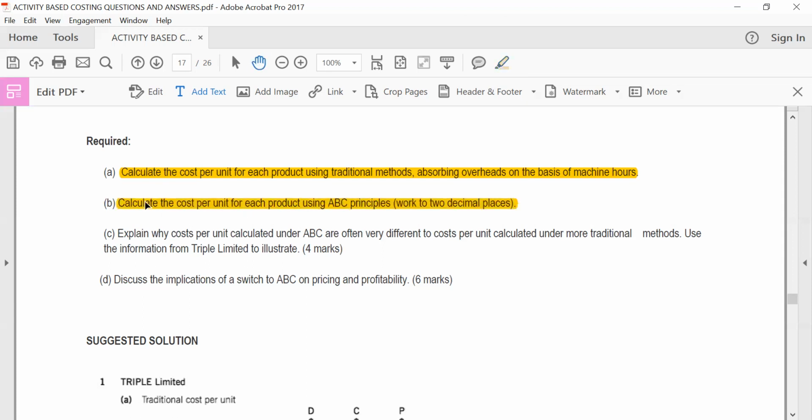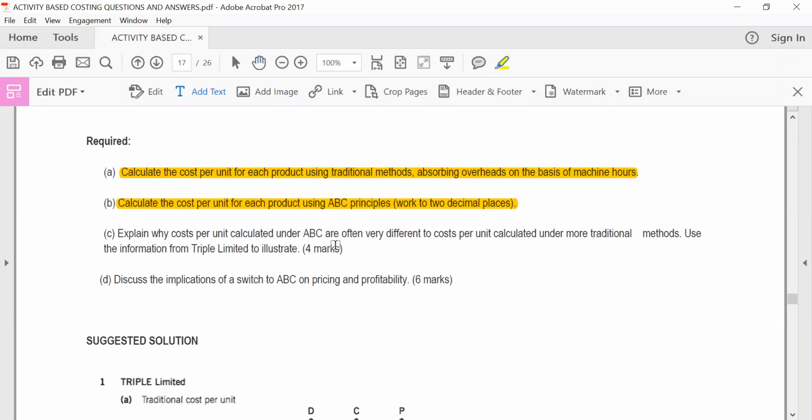Then we come to calculate the cost per unit for each product using ABC. Can we use ABC to calculate the cost per unit? No, we can only use it to calculate an overhead cost, which is a section of the cost per unit. So we do not use ABC to determine material cost, labor cost. We only use it for the what? Overhead cost. Let's move on.